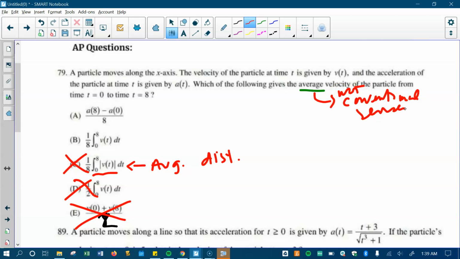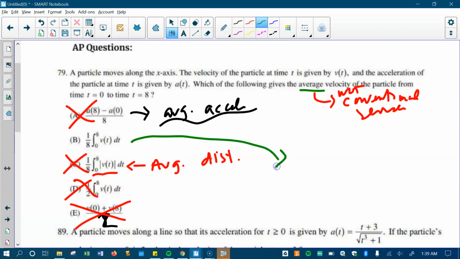Okay, so that means it's either a of 8 minus a of 0 over 8. This one tells you your average acceleration. Okay, so that's your average acceleration. So the winner is B. Now, how could the winner be B?